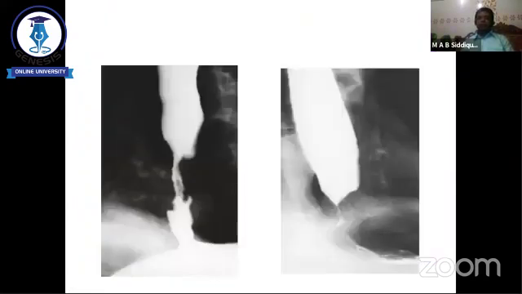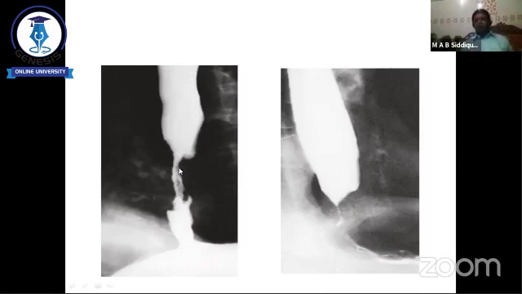If you look at this contrast X-ray, you can see that the narrowing is on one side, not in the middle. And if you look carefully, this margin is irregular. This margin is irregular in shape.